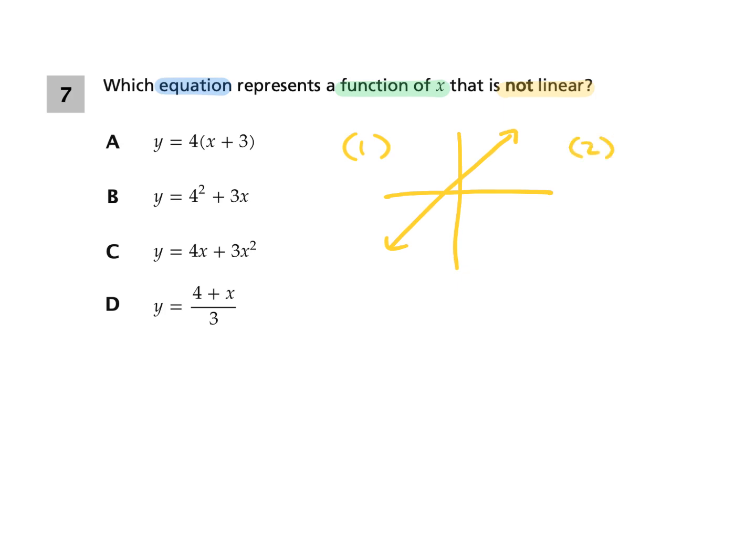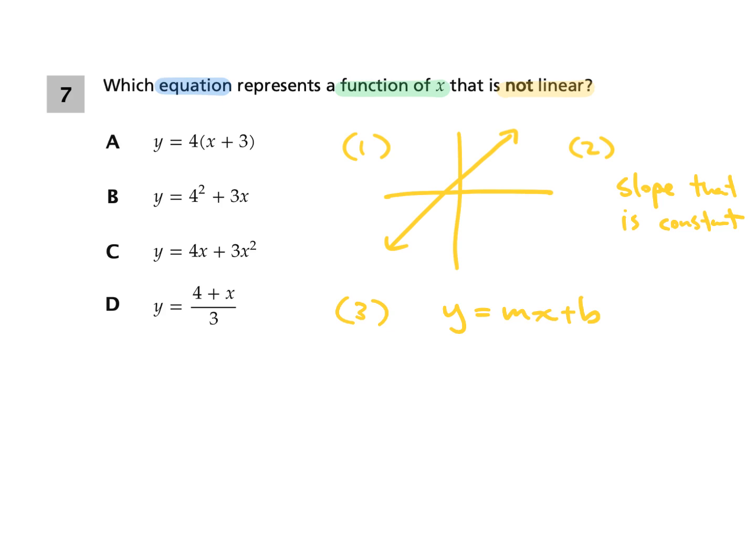Number two is to think about what it means to be linear. Linear is all about slope that is constant. And three, the one that's going to help us probably the most here, is all about y equals mx plus b. So these are all examples of linear functions.